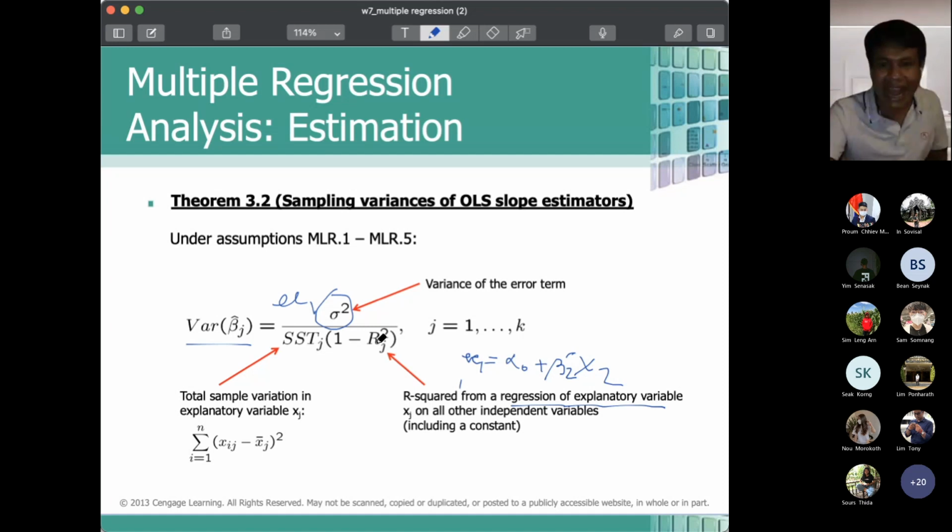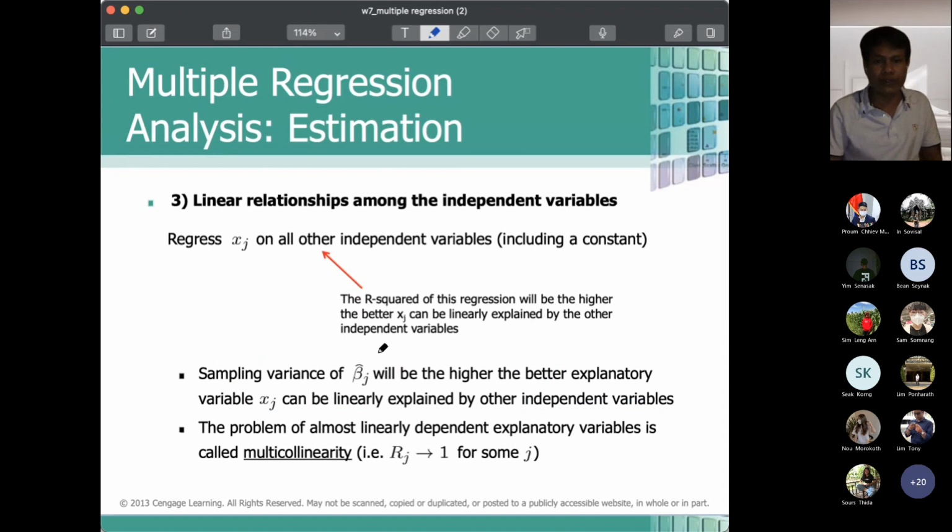How about this Rj squared? Again, this is the relationship among the independent variables, the explanatory variables. In other terms, we call it the linear relationship among independent variables, not something about the dependent variable. You regress Xj, the independent variable of your interest, on all other independent variables, including a constant. So what does it mean?